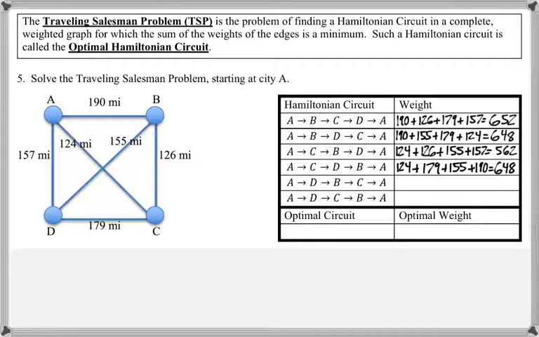The fifth route would be 157 plus 155 plus 126 plus 124, which is 562. And then the last route would be 157 plus 179 plus 126 plus 190, which is 652. So the shortest distance is 562 miles. And it doesn't matter if you take the third route or the fifth route. Again, they're the same route, just the opposite direction.